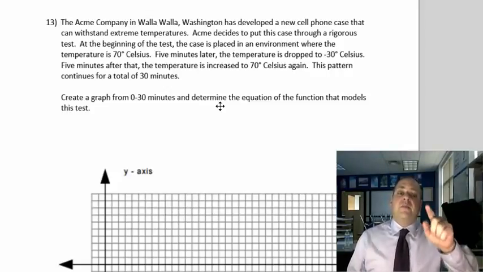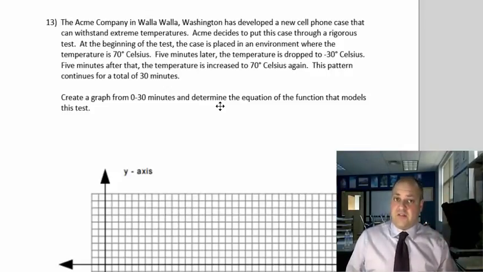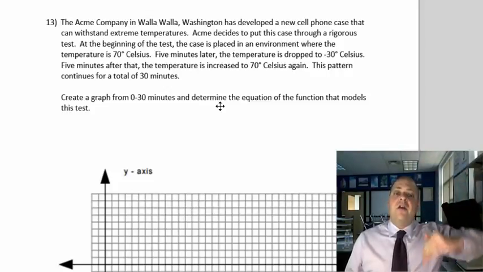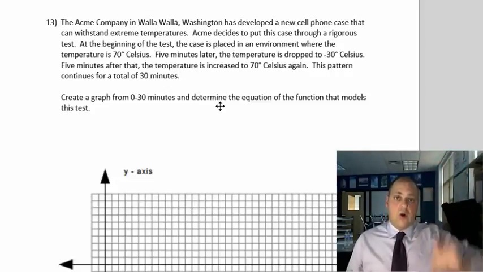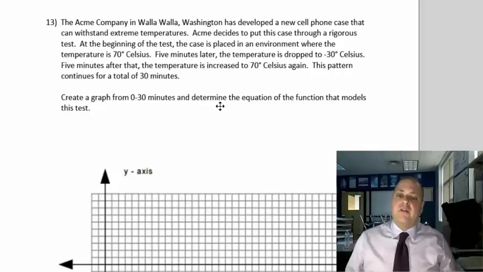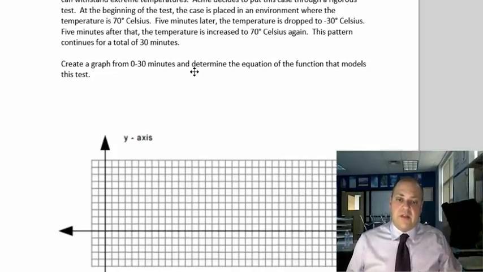Five minutes later, the temperature drops to negative 30 Celsius, so extreme heat, extreme cold, and then 5 minutes later, the temperature increases to 70 Celsius again. So we're going extreme heat, extreme cold, extreme heat. This pattern continues for a total of 30 minutes. Create a graph from 0 to 30 minutes. Determine the equation of the function that models this test.